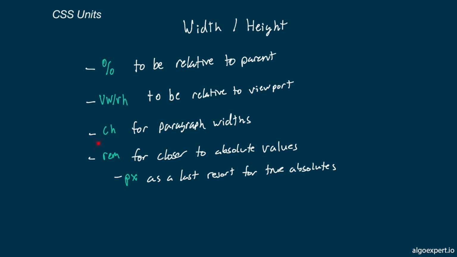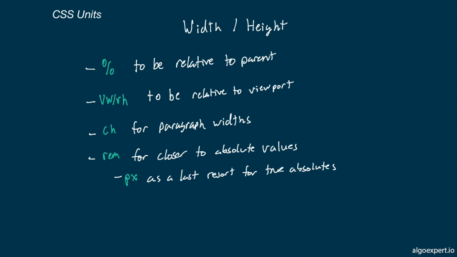The CH unit is very useful for a specific use case, and that is choosing the width of a paragraph. Once paragraphs go over about 70 characters in a line, they become really hard to read. So setting a CH value around 50 to 70 can be a good way to get a good readable paragraph.